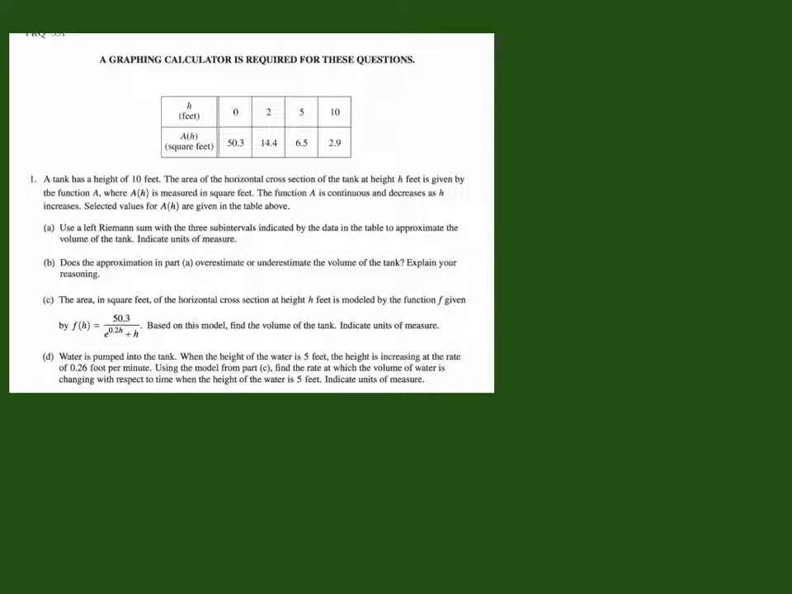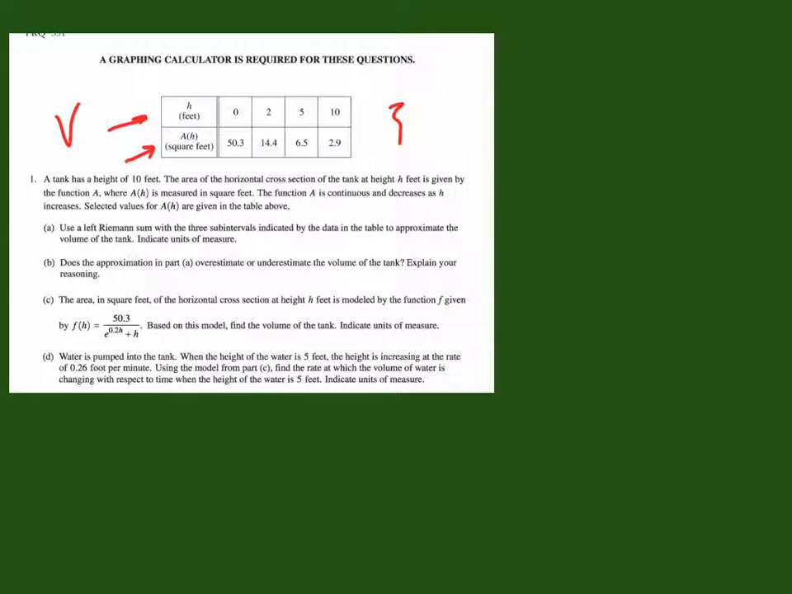We have a table with height in square feet, and so we're not really sure where this is going with us, because this would be an original. That's kind of strange. Anyway, a tank has a height of 10 feet. The area of the horizontal cross section of the tank at height h feet is given by the function A. So this is the area, and this is the height. Altogether, this times this would give you the volume, right?